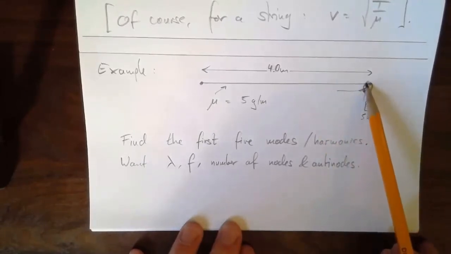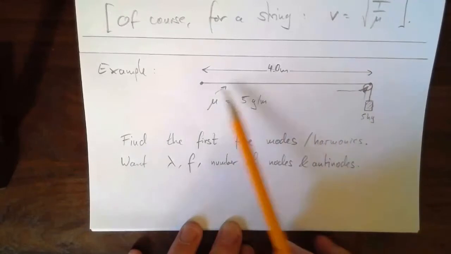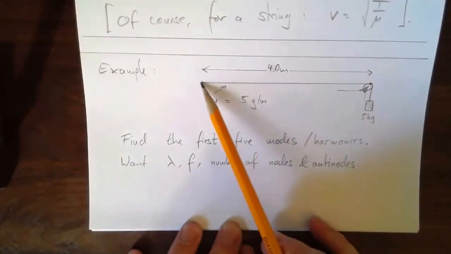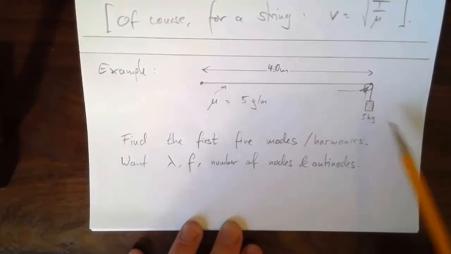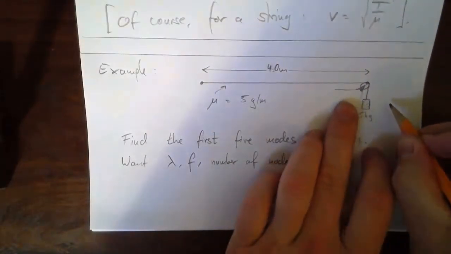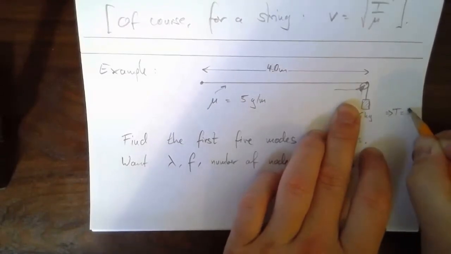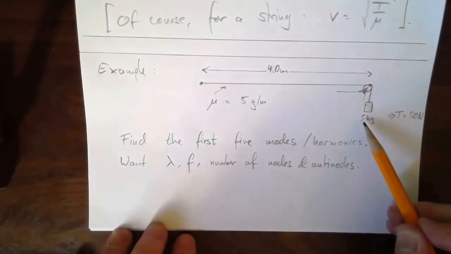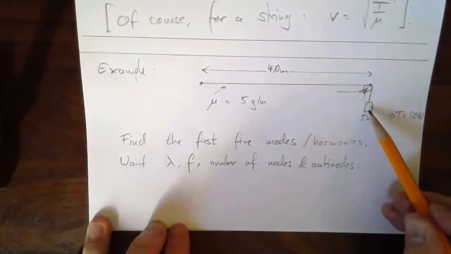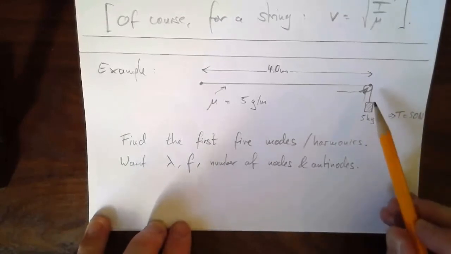But this is the fixed point, because here the string is pressed against the pulley, so the wave doesn't travel beyond this point here, so those two points are fixed. So this one's just clamped in place. I want to hang 5 kilograms from it, so that implies that the tension in the string is 50 newtons. Right, mg, 5 times 10, the weight is 50 newtons, it's held up by the string. The tension in the string is 50 newtons.